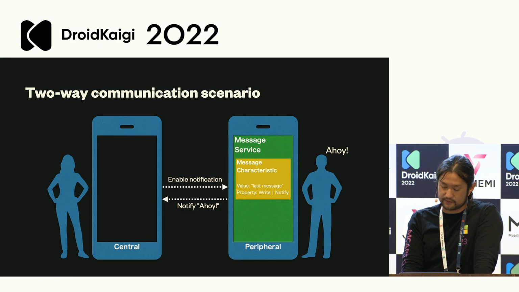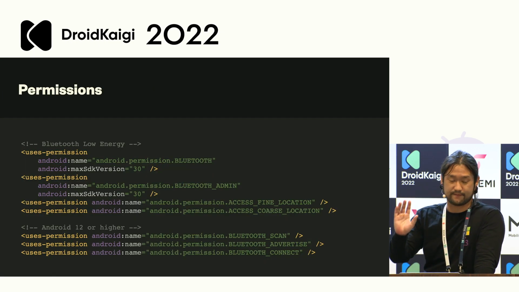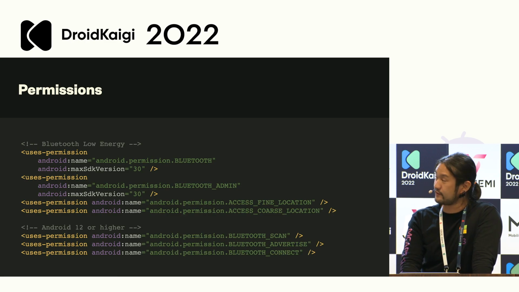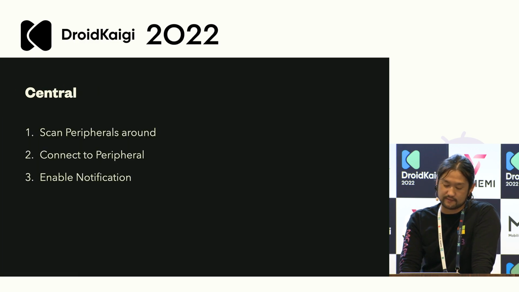OK, it's time to check the code. First is the permission. Permissions are exactly the same as Bluetooth Classic. Here, too, is the same pattern. We are making necessary preparations for communication down the road. OK, things are getting complicated.